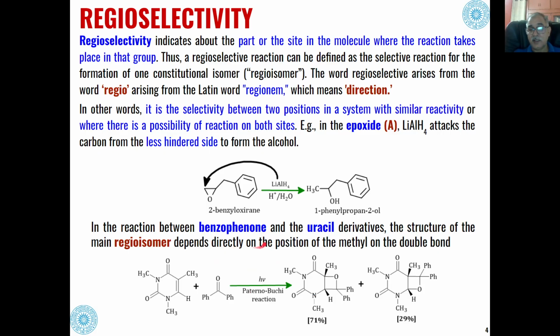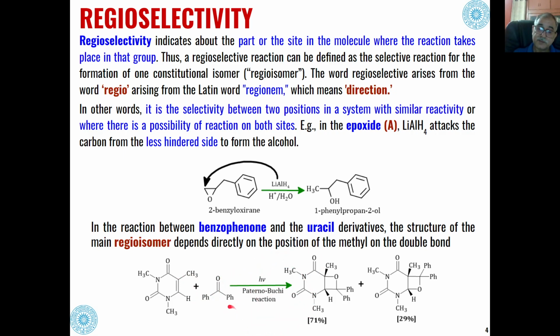Similarly, we can take another example, that is in case of benzophenone and uracil. If a Paterno-Buchi reaction takes place, we know the oxetanes, four-membered rings containing oxygen, can be formed, and the reaction is known as the Paterno-Buchi reaction.